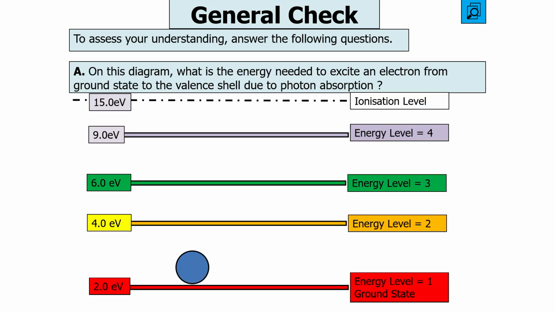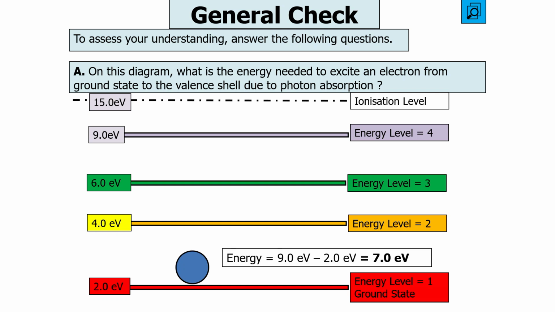On the following diagram, what is the energy needed to excite an electron from the ground state to the valence shell due to photon absorption? Pause the video now, unpause the video when you want to go through your answer. The valence state is the highest energy level, so that's energy level 4. So it is the difference from energy level 4, 9 eV, to the ground state, which is energy level 1, which is 2 eV, so the answer is 7 eV.